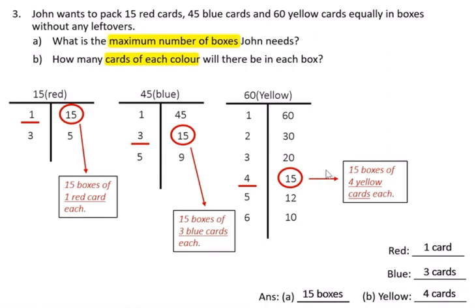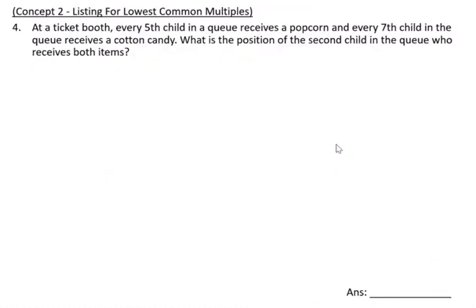Okay, I'm moving on. Question number 4, listing for lowest common multiples. I know a lot of students tell me, teacher, multiples are easier than factors. Okay, if you say so. Question number 4. At a ticket booth, every 5th child in the queue receives a popcorn. Every 7th child in the queue receives a cotton candy. Oh, I love cotton candy. What is the position of the second child in the queue who receives both items? So we need to find the first lucky person to get both items.